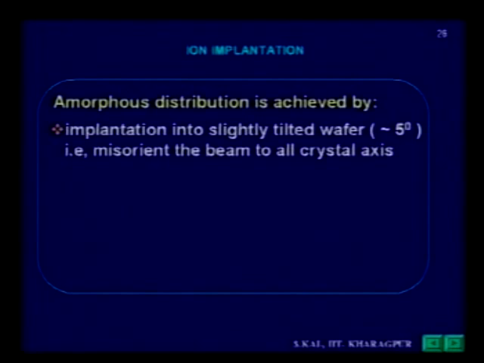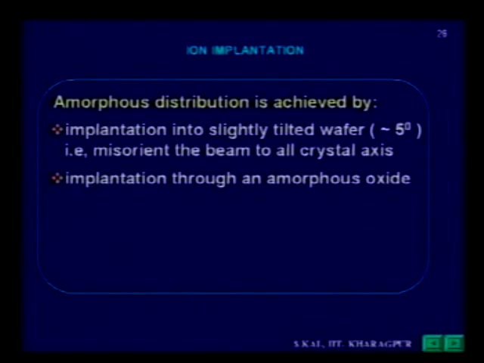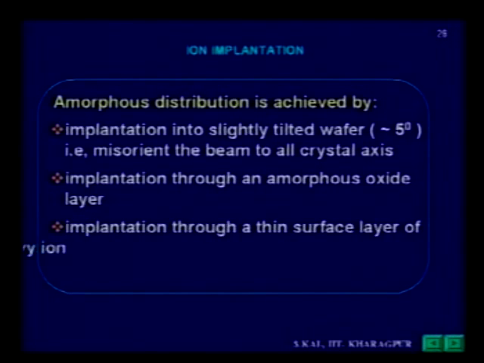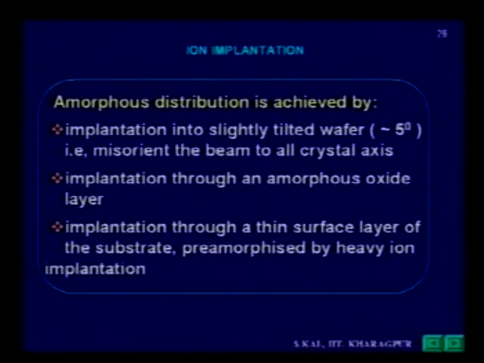Another technique is the implantation through an amorphous oxide layer, and the third one is implantation through a thin surface layer of the substrate pre-amorphized by heavy ion implantation. And these are the three techniques by which you can reduce the channeling effect, and at the same time get an amorphous layer.